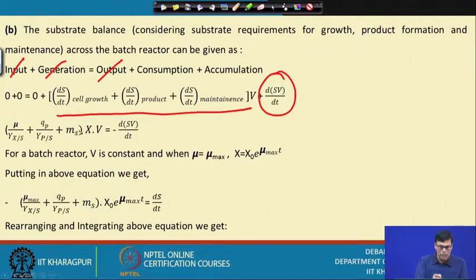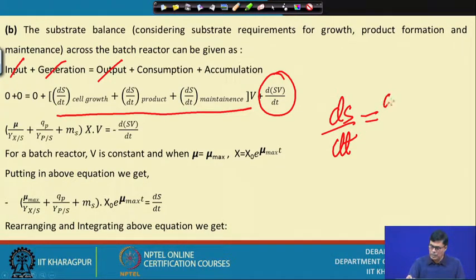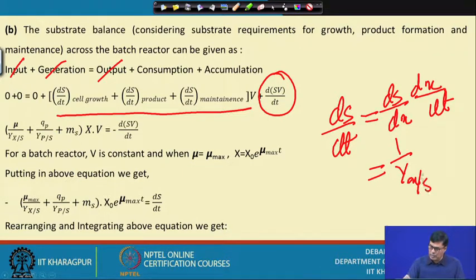For cell growth, how can you calculate? I told you that dS by dt is equal to what? I can easily write dS by dX into dX by dt. I showed you before also, just repeating, this is 1 by Yx/s and this dX by dt is mu into X. The X I have taken common. So, mu into X divided by Yx/s will give you the substrate required for the cell growth. Now, similarly for the product, we can also find the substrate used for the product.